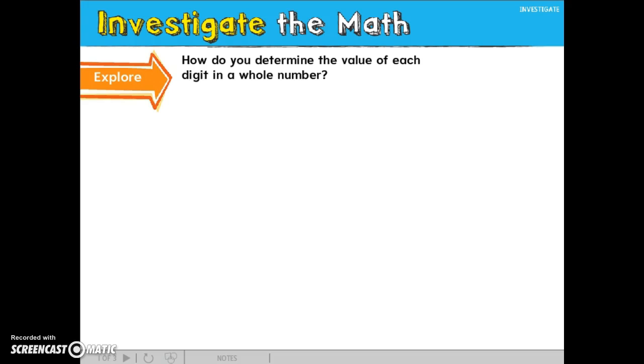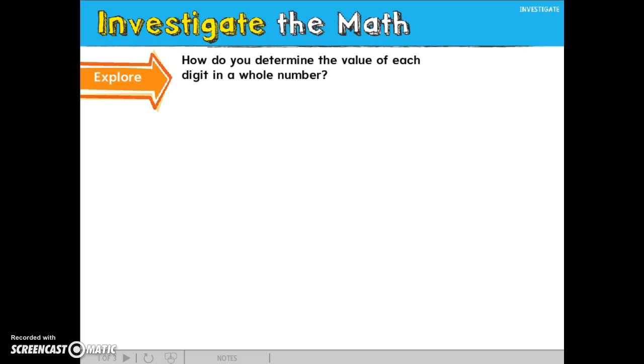Okay, moving on. Investigating the math, how do you determine the value of each digit in a whole number? Everybody should know the answer to this. Think about it. Answering a problem like this, you need to remember place value. Anytime a number moves more to the left when it's switching spots, that means that number is getting bigger.